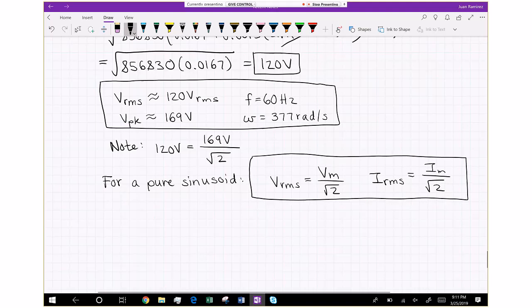Okay. And so that's for a pure sinusoid, and that's regardless of phase. So if you have a non-zero phase, this is still true. Okay, so that's another shorthand RMS calculation. So we know for a pulse waveform with a known duty cycle, we know the RMS value, and now we also know the RMS value for a pure sinusoid, or at least a shorthand calculation. Now let's do one last example.